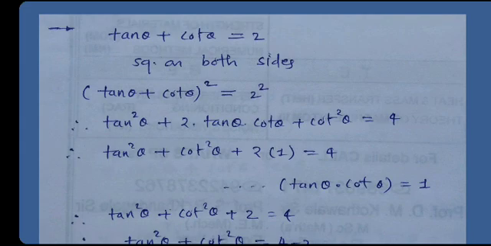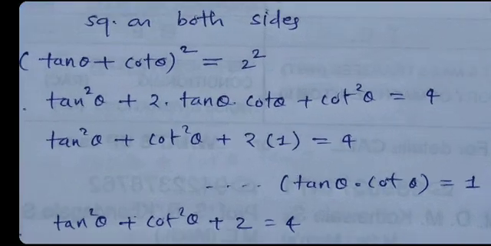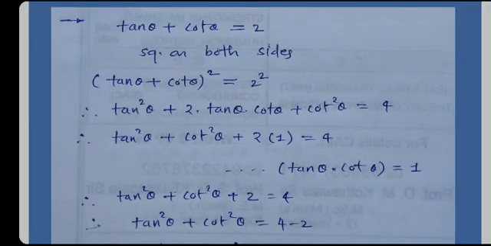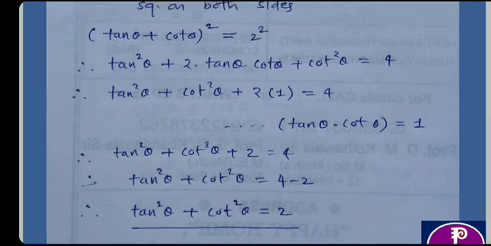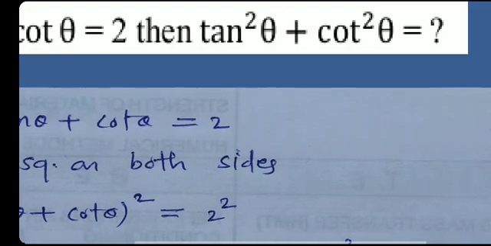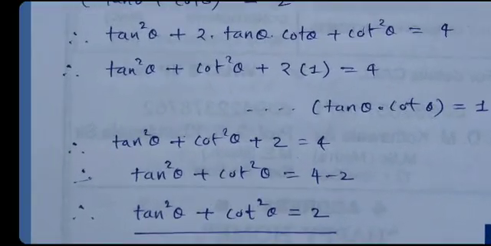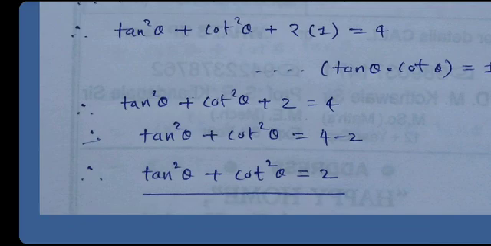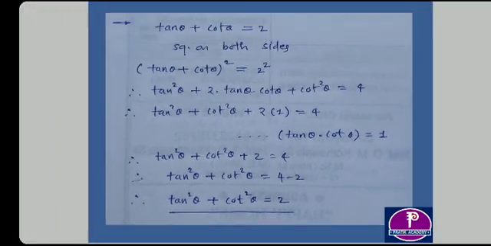As tan and cot are reciprocals of each other, their product is 1. So here it is 2 into 1, and we have written cot square theta earlier. So the expression is tan square theta plus cot square theta plus 2 is equal to 4. Then we want the value of tan square theta plus cot square theta, so keep these two terms on the left side and put 2 on the right side. So 4 minus 2 becomes 2. Therefore tan square theta plus cot square theta is equal to 2.